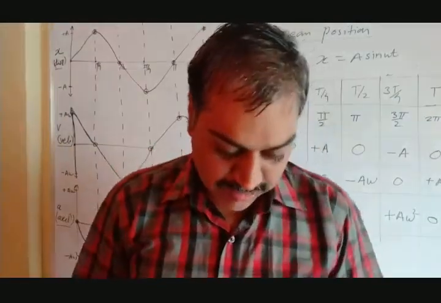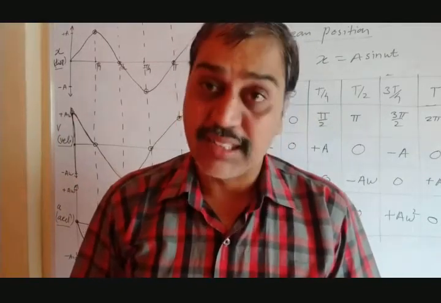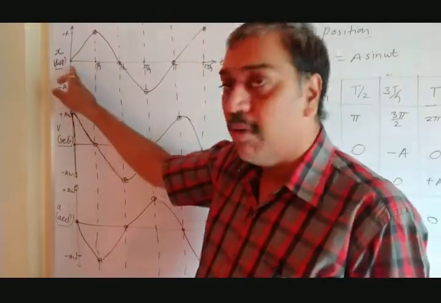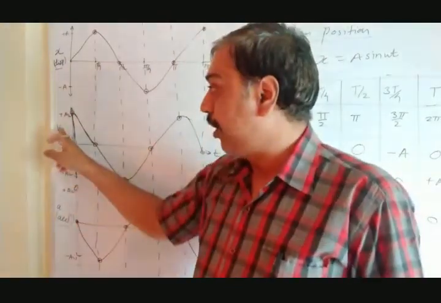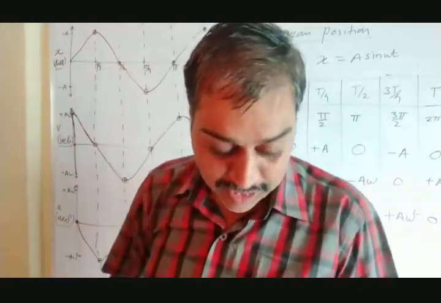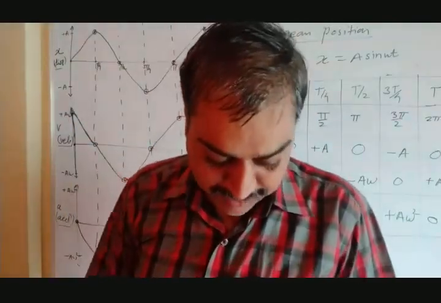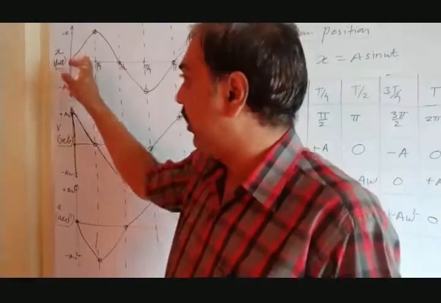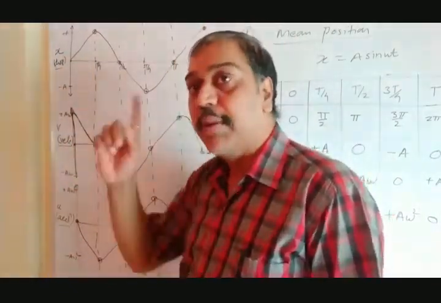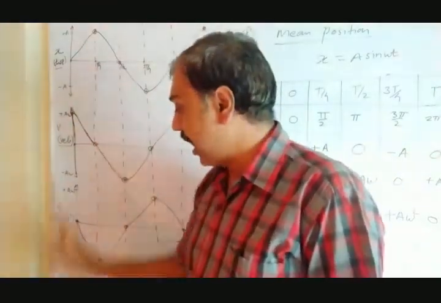Let's go next. The displacement-time curve and acceleration-time curve are sine curves. Already told you, this is sine, this is sine, because they start from the origin. And the velocity-time curve is a cosine curve, because it is a cosine function. So let's go to the third. There is a phase difference of pi by 2 radian between displacement and velocity, pi by 2 radian between velocity and acceleration, and pi radian between displacement and acceleration.